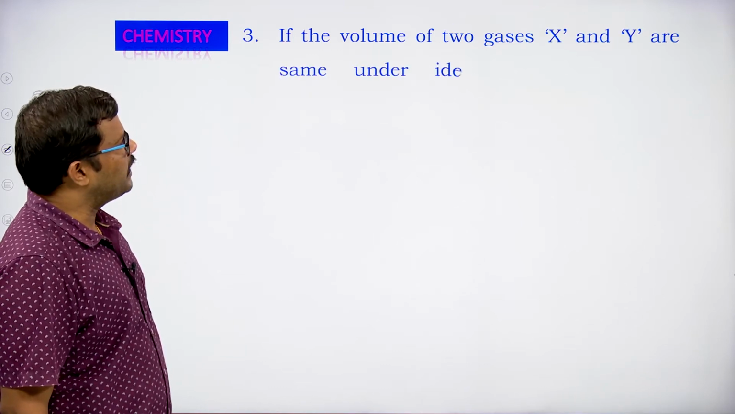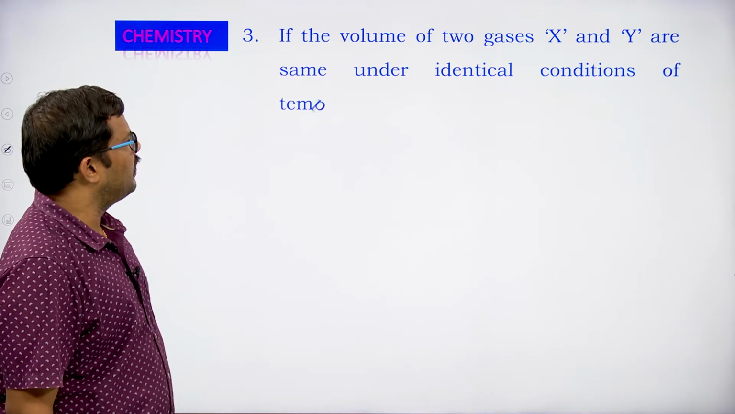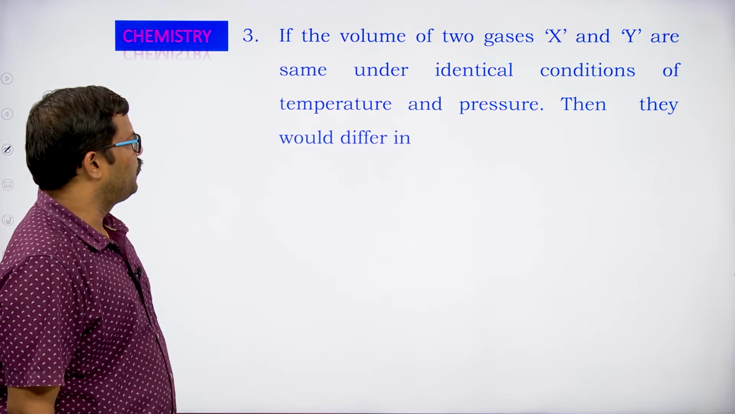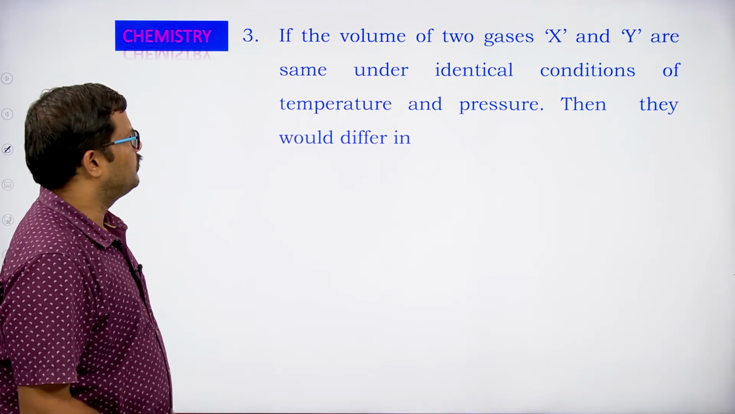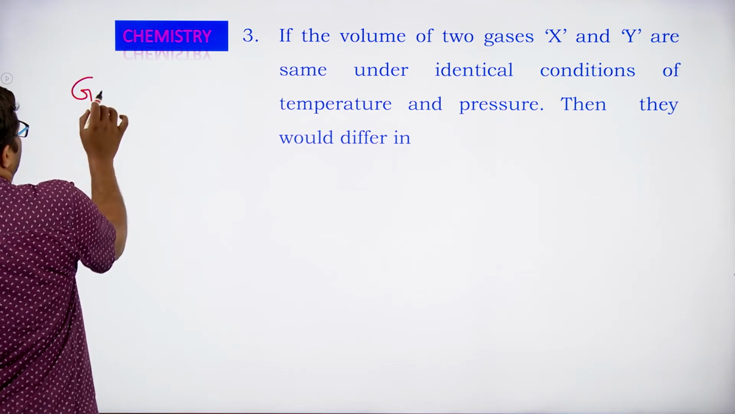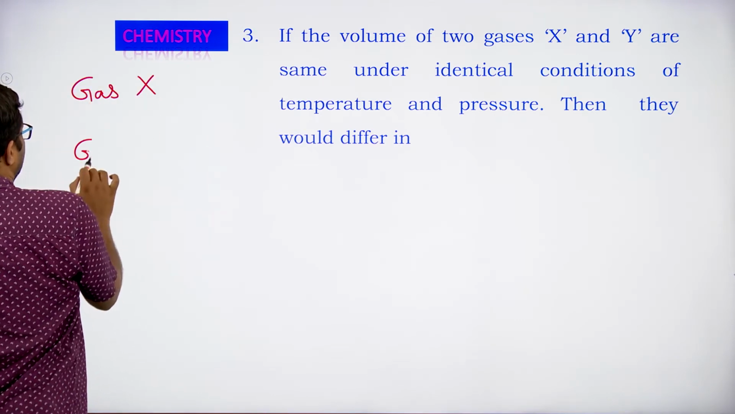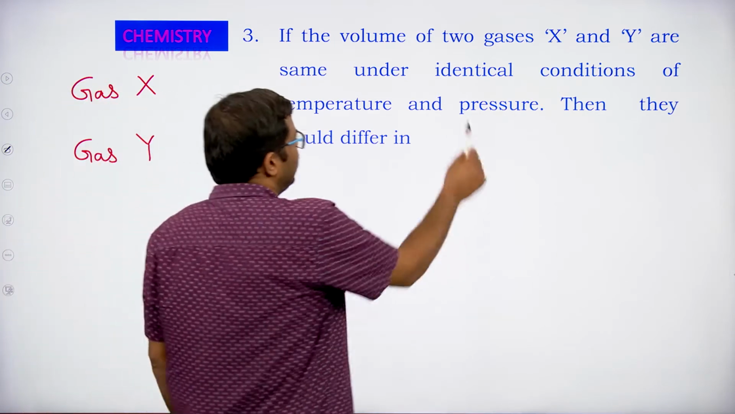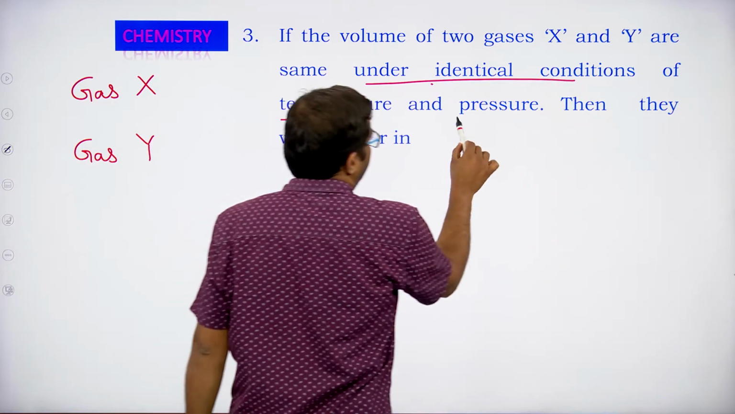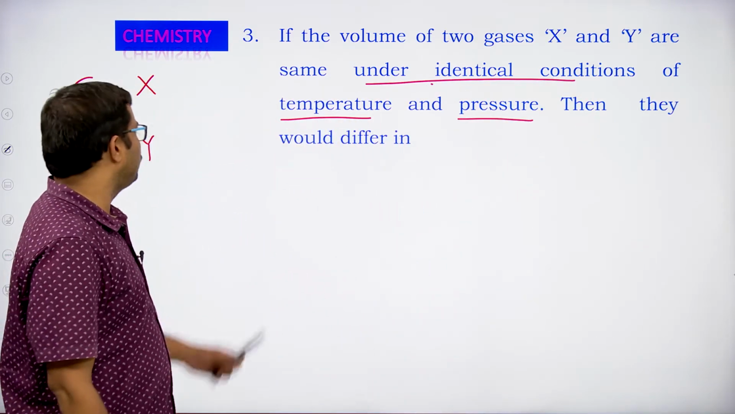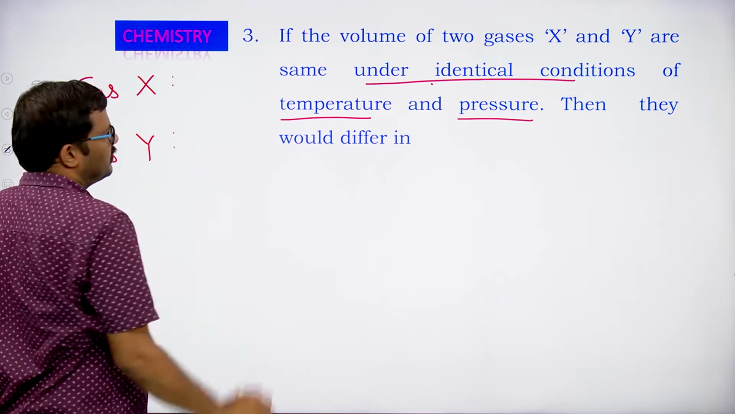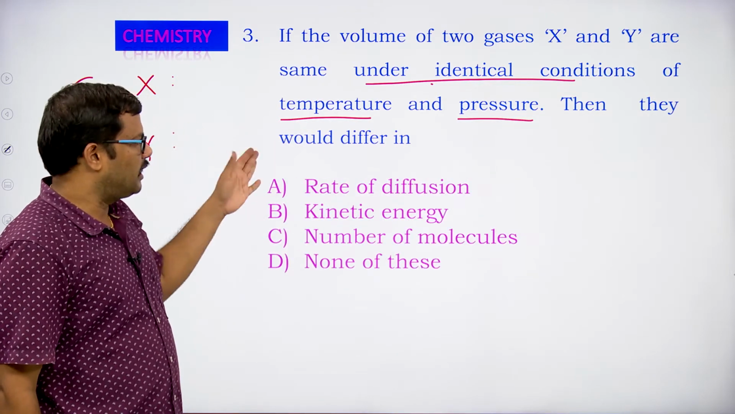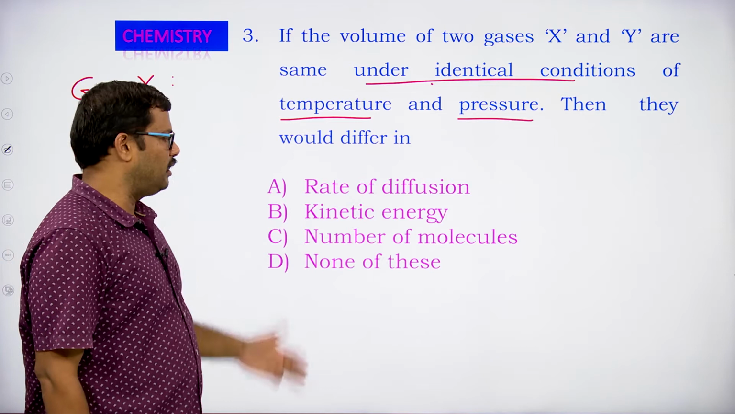If the volumes of two gases X and Y are the same under identical conditions of temperature and pressure, then they would differ in what? Here we have two gases, the first gas is X, the second gas is Y. They are kept under identical conditions of temperature and pressure, so temperature and pressure are constant in this case. Then in which parameter are they going to differ? Rate of diffusion, kinetic energy, number of molecules, or none of these.